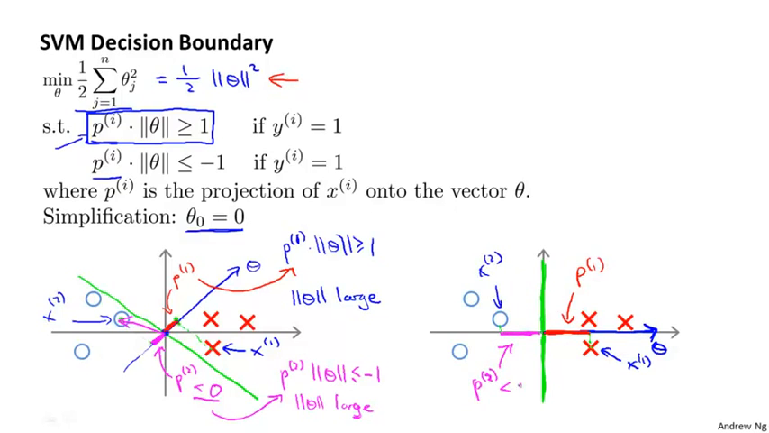Again, this is going to be less than 0, and you notice that now p1 and p2, these lengths of the projections, are going to be much bigger. And so if we still need to enforce these constraints that p1 times the norm of theta is greater than 1, because p1 is so much bigger now, the norm of theta can be smaller. And so what this means is that by choosing the decision boundary shown on the right instead of on the left, the SVM can make the norm of the parameters theta much smaller.